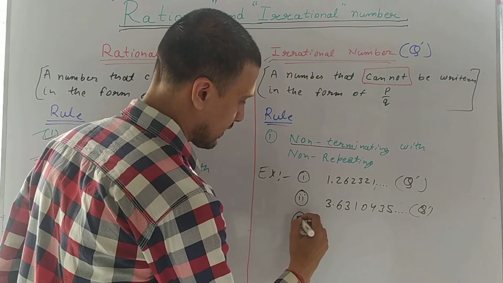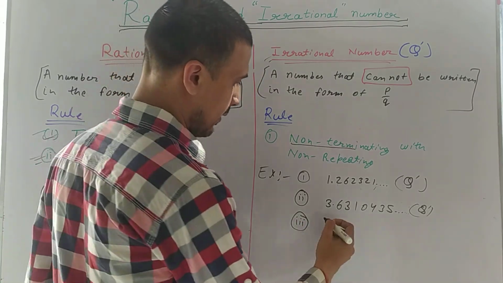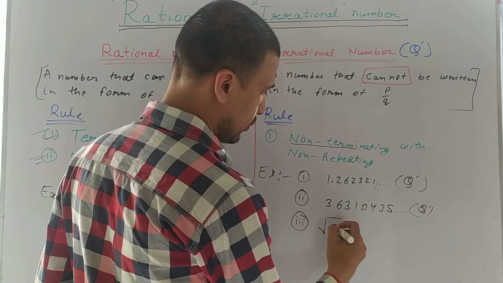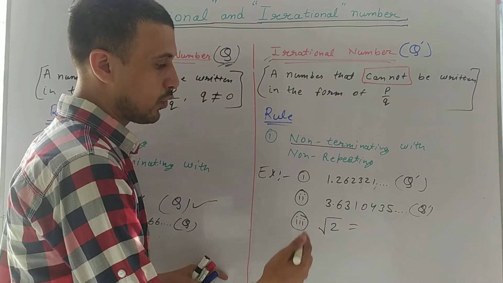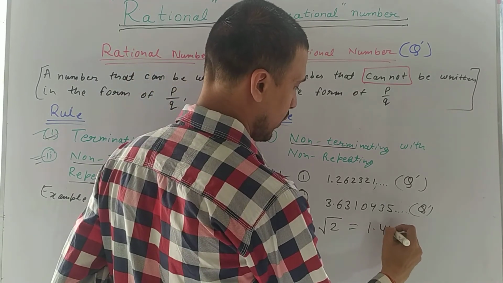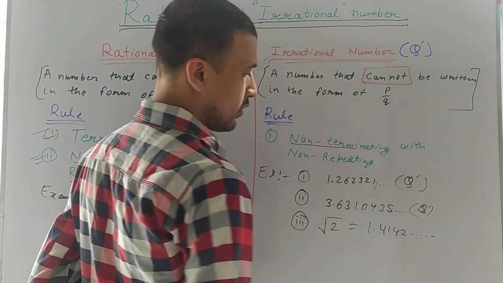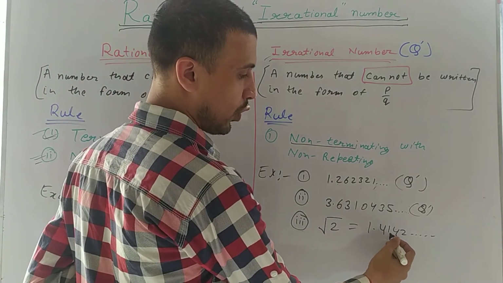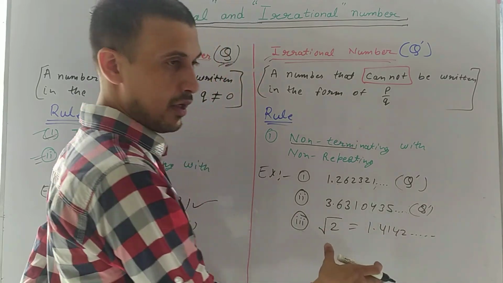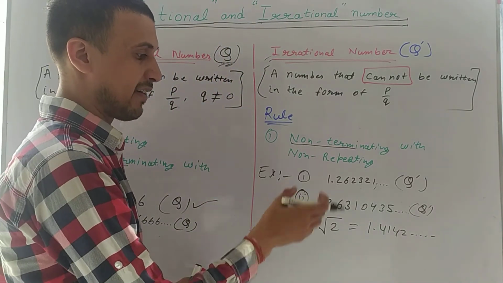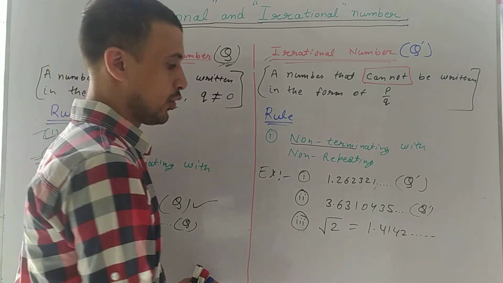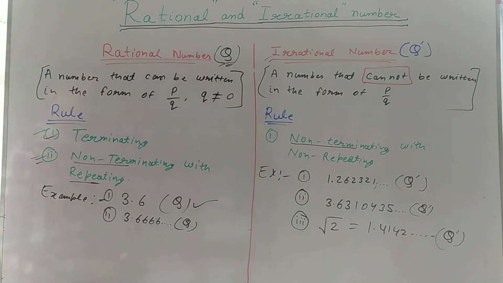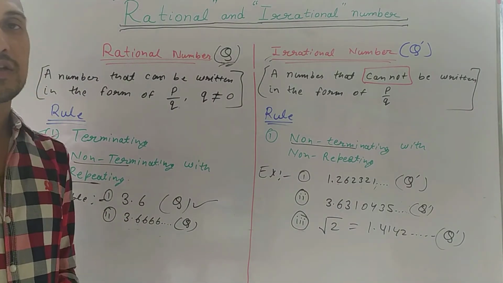Now try to see another example. Do you know the value of under root 2? The value of under root 2 is 1.4142 and so on. So this is also what? An irrational number. Why? Because you can see 1, 4, 1, 4, 2 and so on. So definitely you will never get a perfect pattern after the decimal. Right? So this is also called an irrational number. Clear? I hope you understand the concept very well.